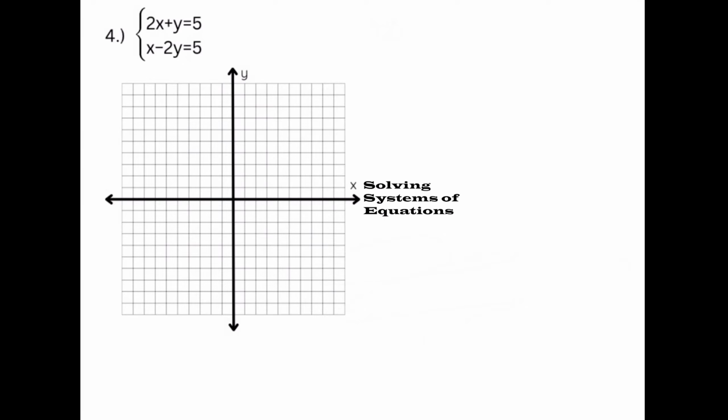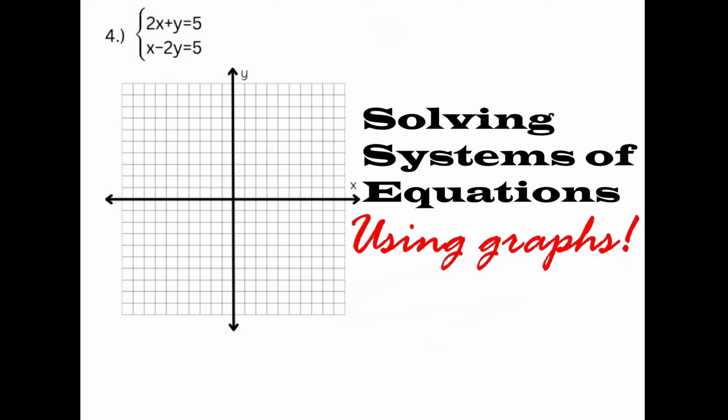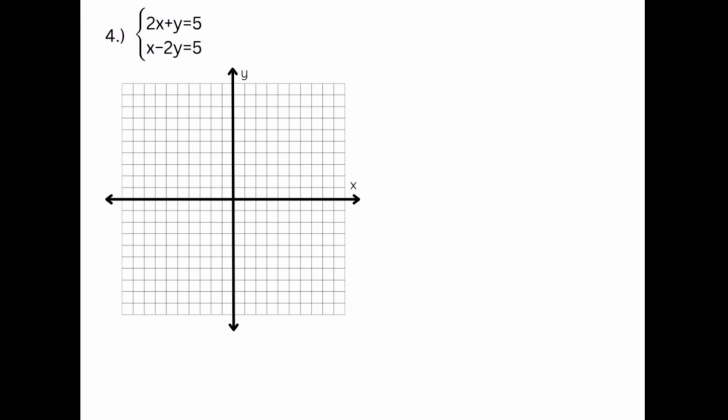Welcome back to solving systems of equations using graphs. As you look at this example, you'll notice that it is not in slope-intercept form. Instead, it's in standard form. Standard form is ax plus by equals c. Now, there's actually two ways to graph a line in standard form.